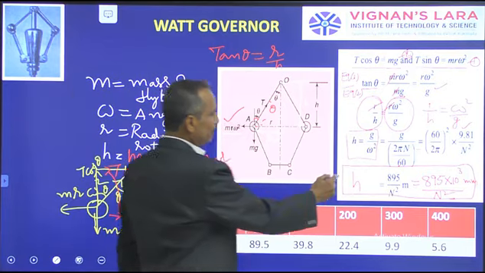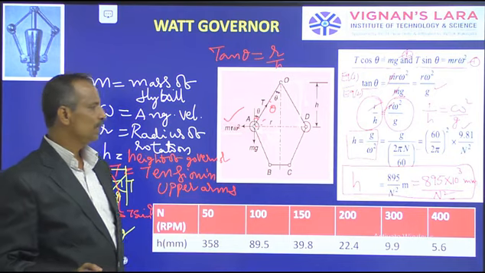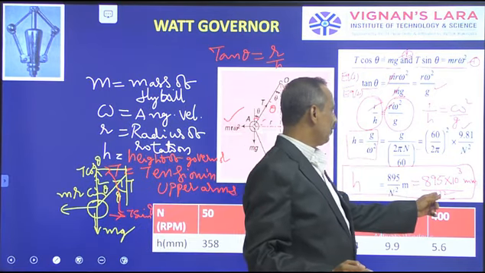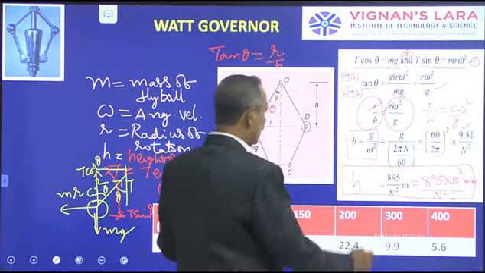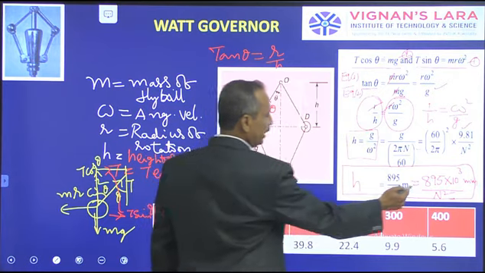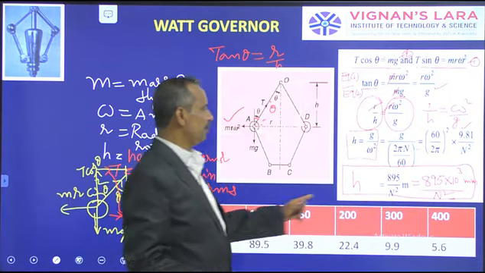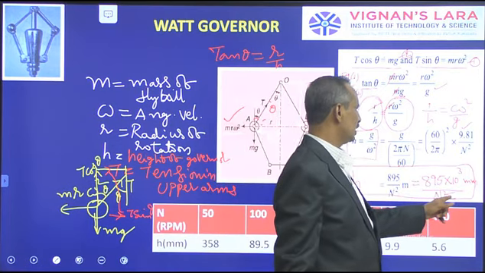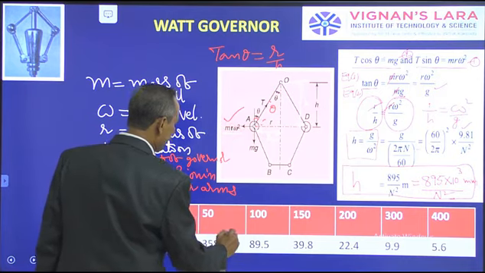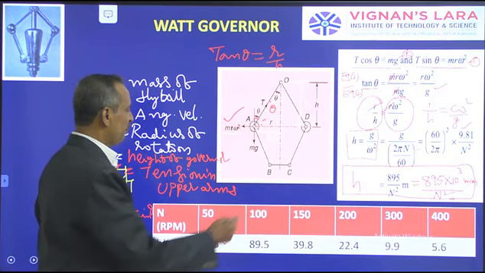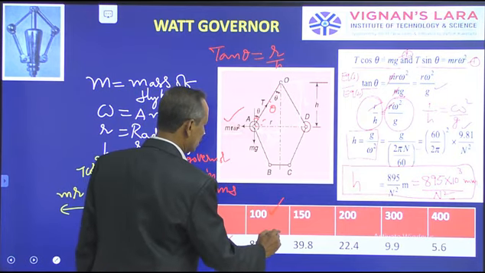So here we have written an equation, H is equal to 895 into 10 power 3 by N square. That means if I put different values of N, I get different values of H in this equation. Let me first substitute N is equal to 50. That means 895 into 10 power 3 by 50 square, that is 2500. Then I get the value of H as 358 mm. If I put the speed as 100, then H becomes 89.5.